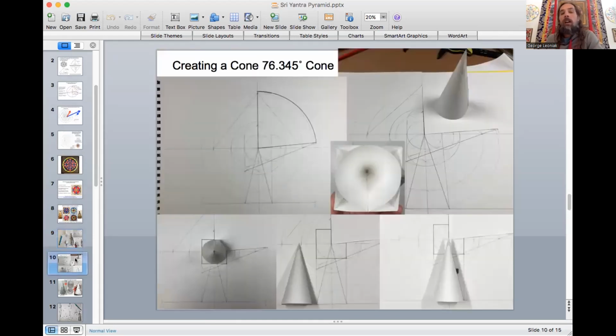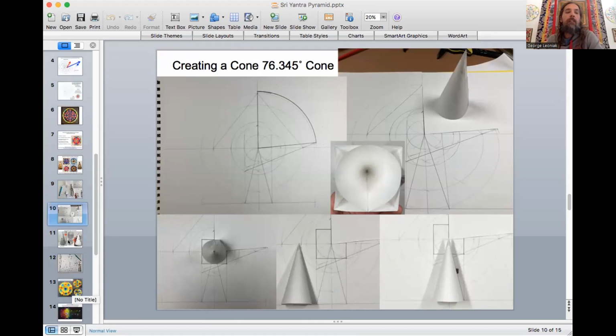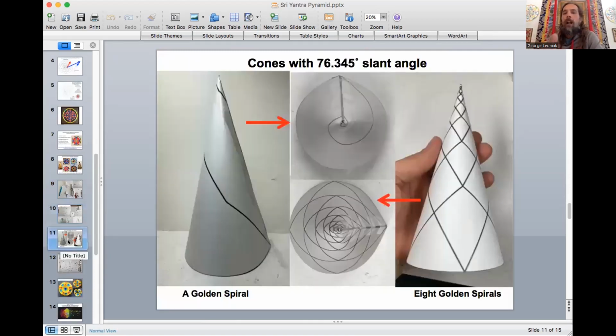More images on the cones, getting it to fit in and then cutting out the cone. It's not easy to figure out how to make a cone, how to figure out that angle, but I came up with some nifty techniques to figure out how to do that. And you'll see some of these slides in other videos that Charlie and I have done.